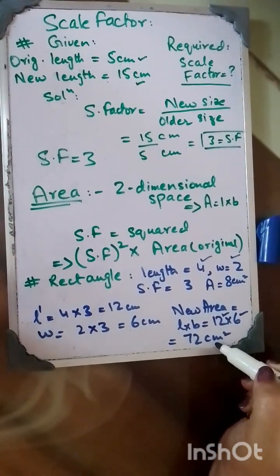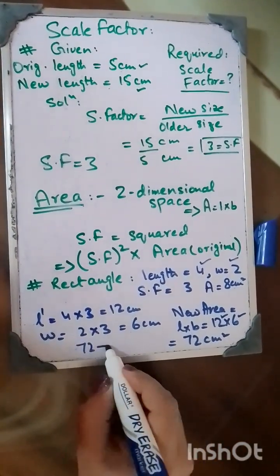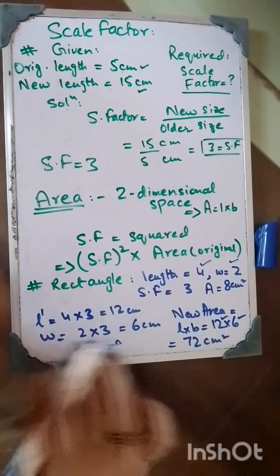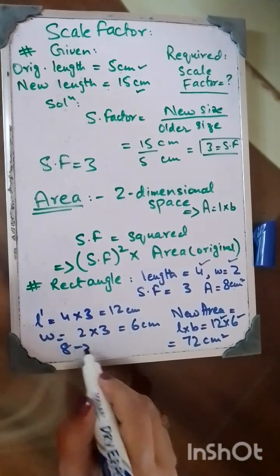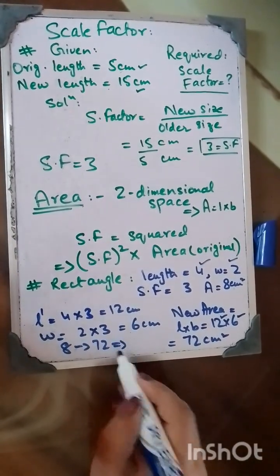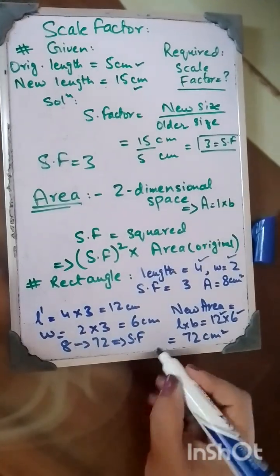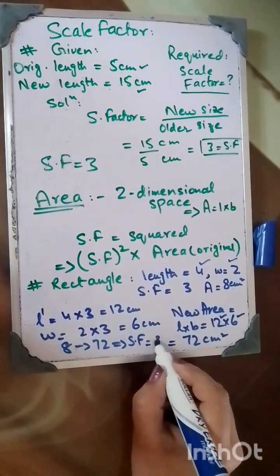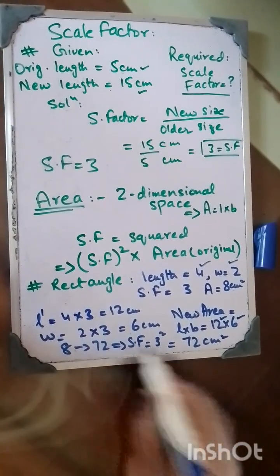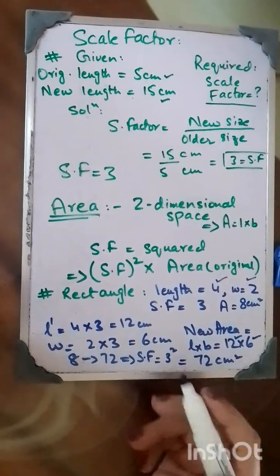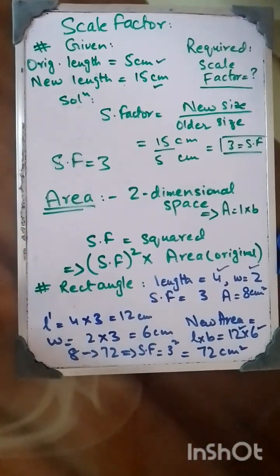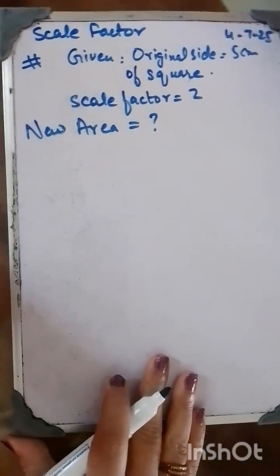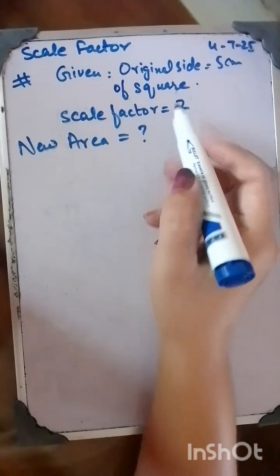So you can see that the older area was 8 and the new one obtained is 72. So from 8 to 72, you can easily find out that the scale factor is 9, right? If you square 3, then you will definitely get 9. Here we have another example.